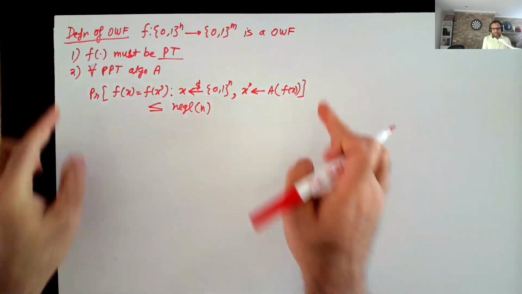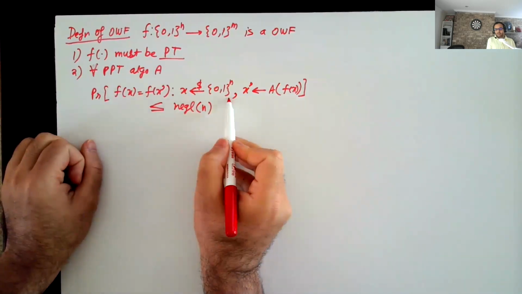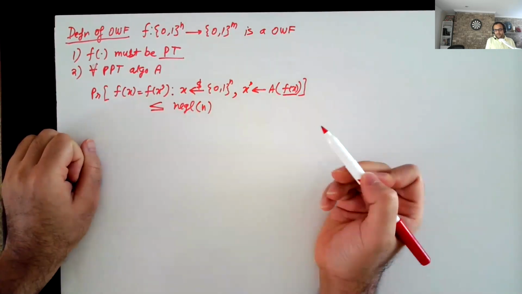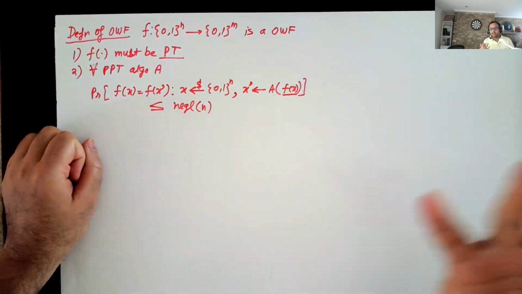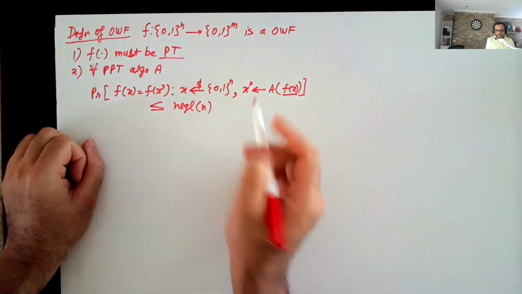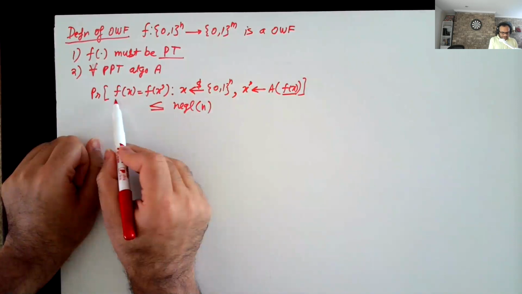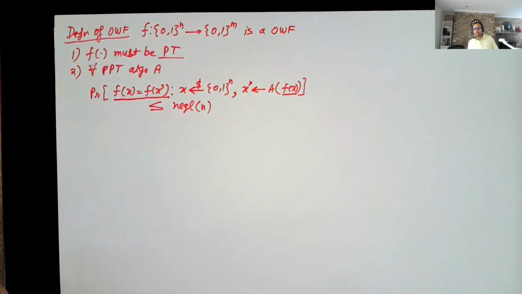So let's try to understand what this equation means. So this equation is saying that first you sample a random string, which is of length n. Then you compute f of x on this random string. Then you give the output to the adversary A. And now this adversary A tries to guess what x is, x prime. So let's say x prime is the guess of this adversary. And now we are looking at the probability that x prime is a valid pre-image of f of x. So we are looking at the probability that f of x equals f of x prime.